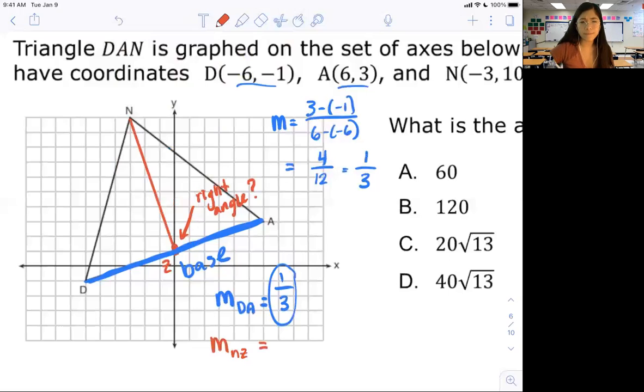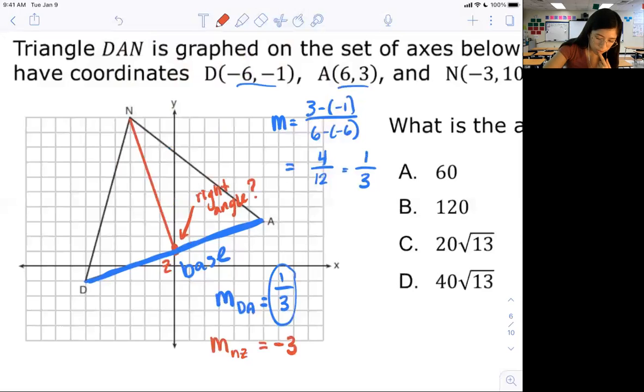Wait, from N to Z. If the slope of DA is 1/3 and we want them to be perpendicular, what would have to be the slope of NZ? 3. Not just 3, you're close. Is it 1/3 also? No, that would be parallel. Perpendicular is the reciprocal, but also, oh wait. 3? -3. Exactly. Now let's double check that that's what we got.